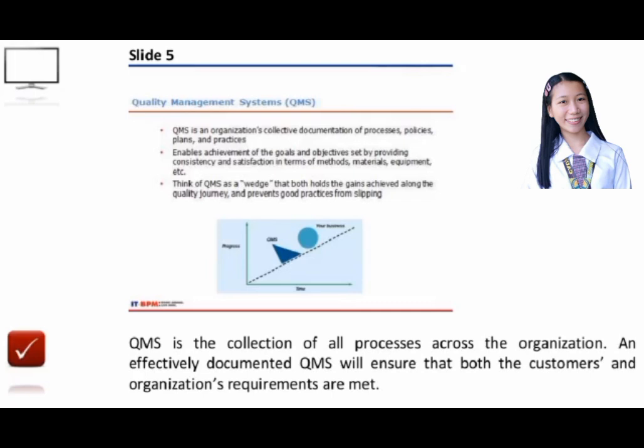It also uses the metaphor of a wedge to illustrate how quality management system holds the gains achieved along the quality journey and prevents good practices from slipping. It also explains that quality management system ensures that both the customers and organizations' requirements are met, highlighting the importance of customer confidence in the organization's ability to deliver desired products and services consistently.